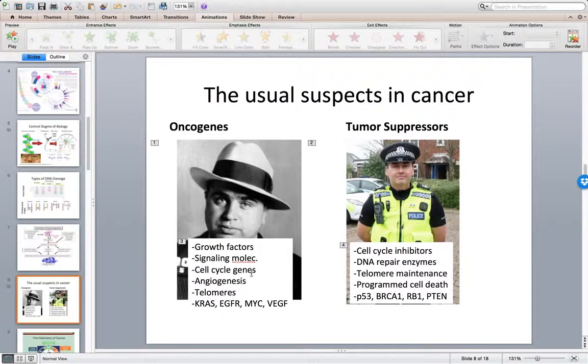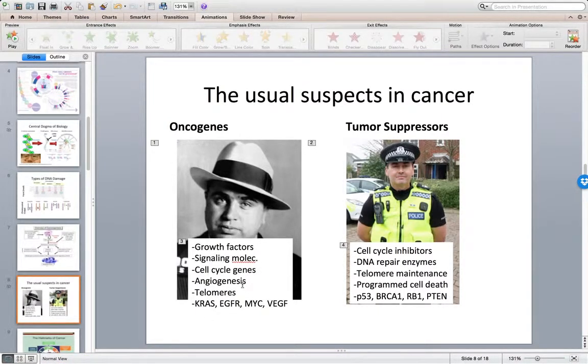Cell cycle genes, obviously. Everybody is familiar with mitosis? Remember mitosis? Was it IPMAT or what is it? Interphase, prophase, metaphase, anaphase, telophase. Those genes associated with that a lot of times will get mutated.